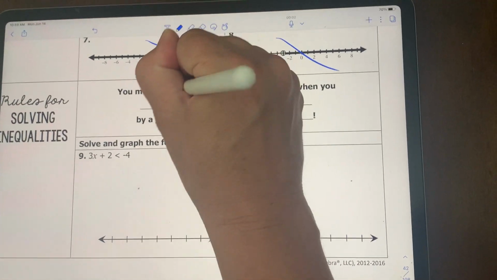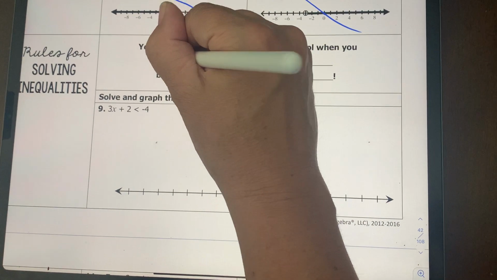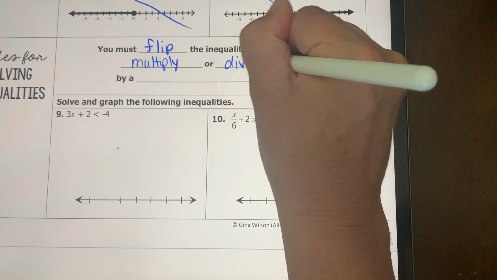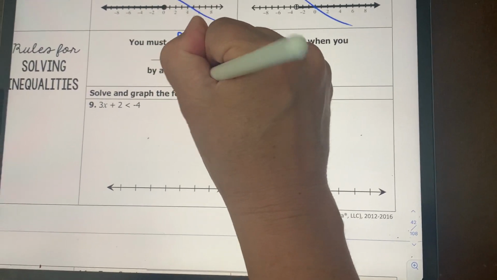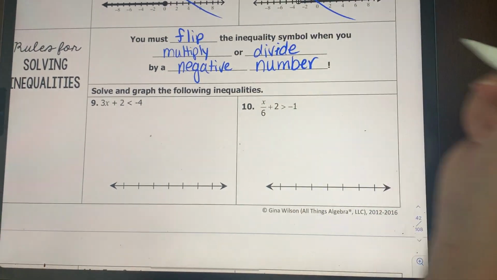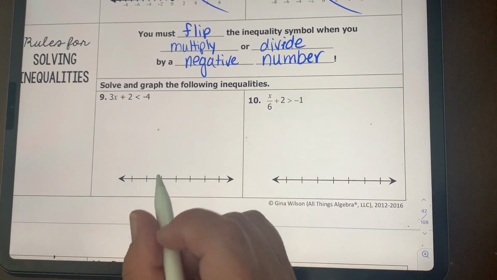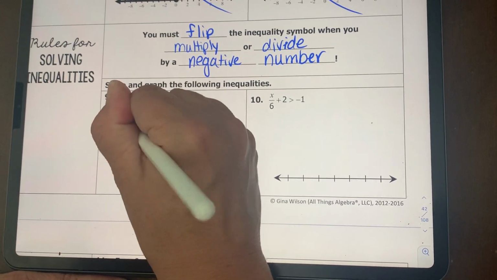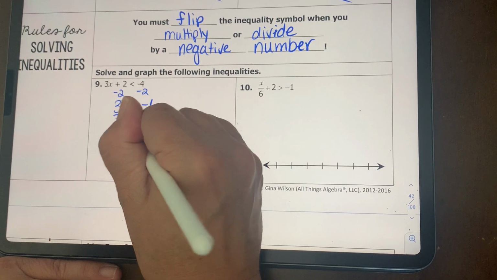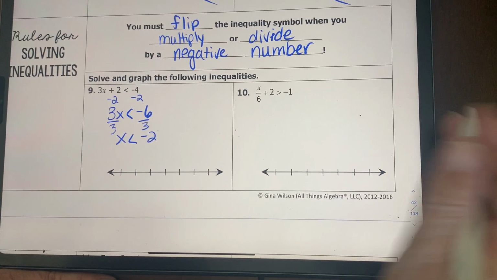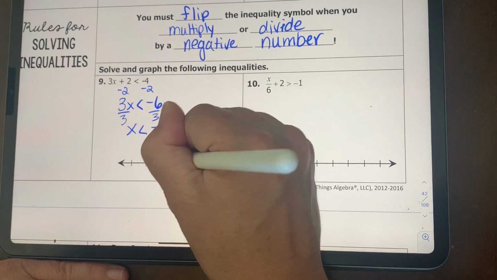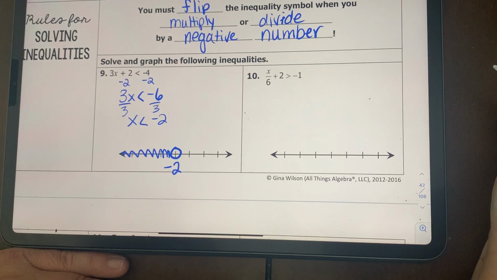Remember, this is important that you have to flip the inequality when you multiply or divide by a negative number. Okay, and we're going to just do a few of these. So if I look at number 9, I would subtract 2, and then I would divide both sides by 3. Okay, I don't really care if you draw on the number line. I'm just going to put -2 here, and it's everything less.